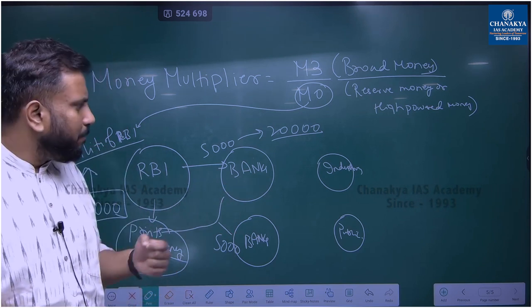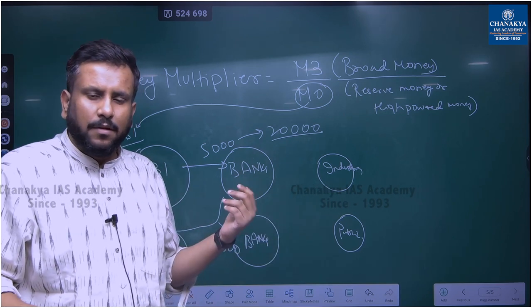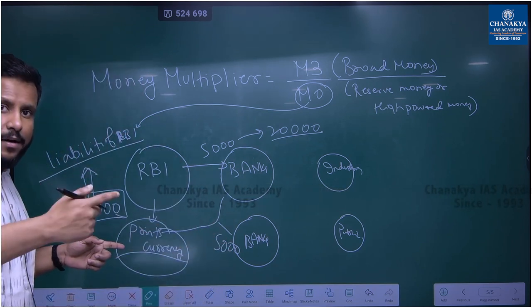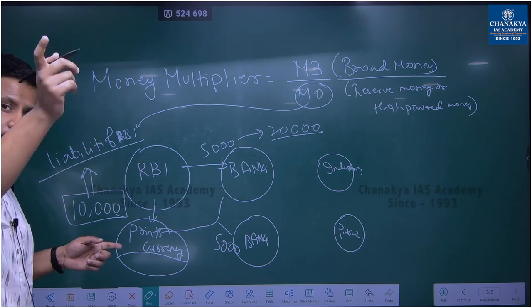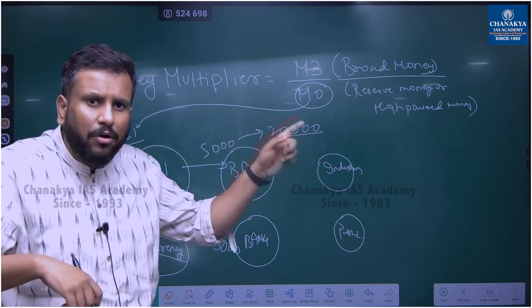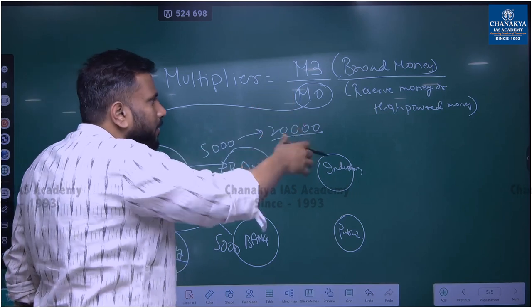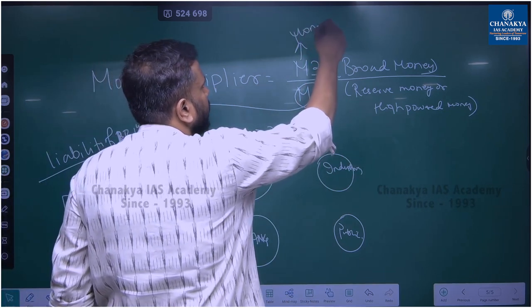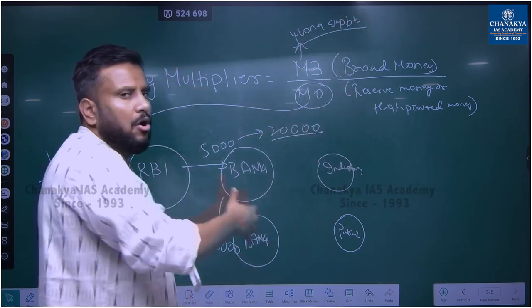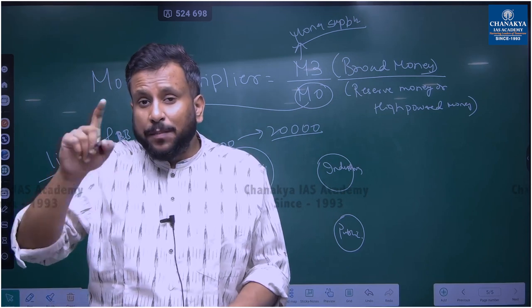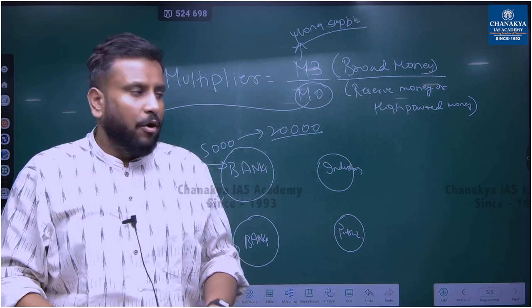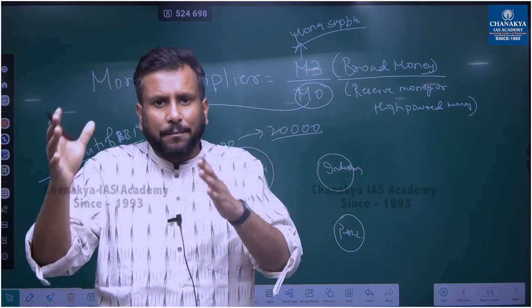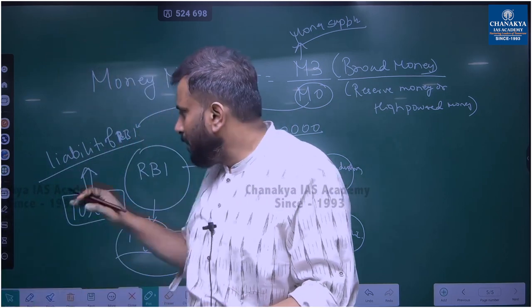Because banks can do this. So how much actual currency is there in the market? This is 10,000. But over and above that, because the banks have lent more money than what they had, the M3 will be higher than M0. This is known as M3. M3 is basically the total money supply. It measures how much money is in the whole economy, not how much the RBI printed in the first place. Because the banks have created more money out of what they had, the actual money in the economy is more than what the RBI has actually printed.